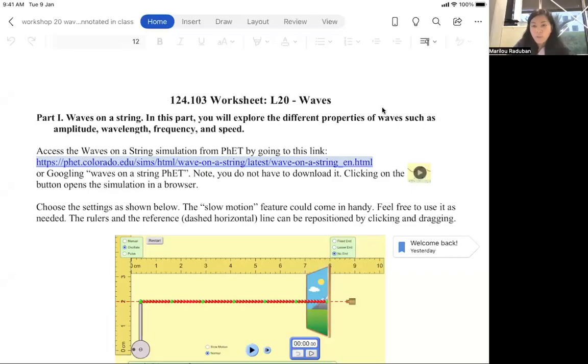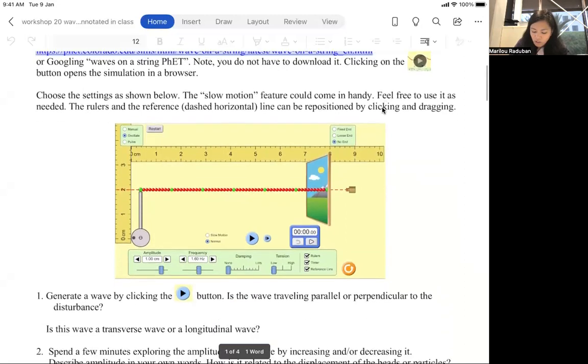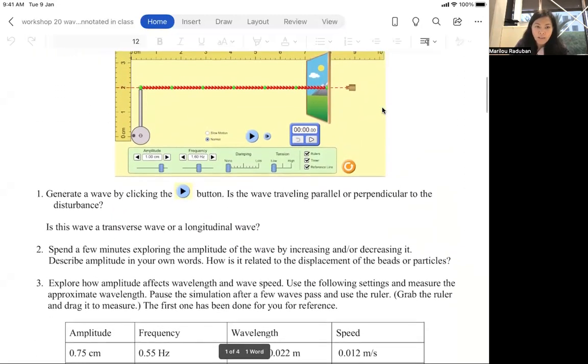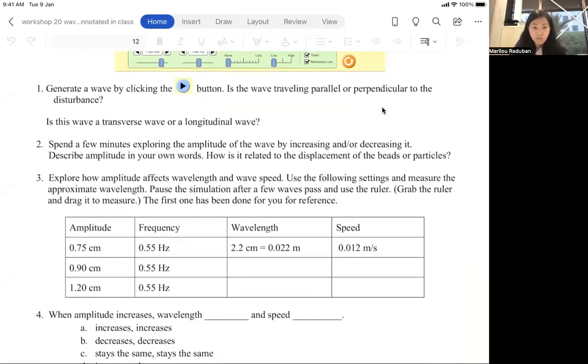So in the workshop, we'll look more into waves, mostly qualitatively. There's a PhET simulation that you can find from this website here, where you can simulate a wave, and we'll pick out the amplitude and the wavelength of the wave and determine the speed for a given frequency.